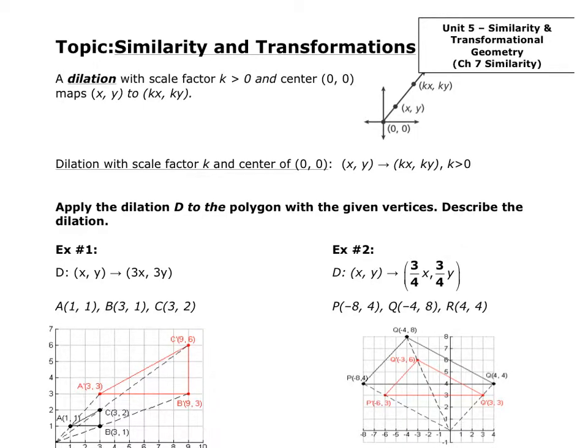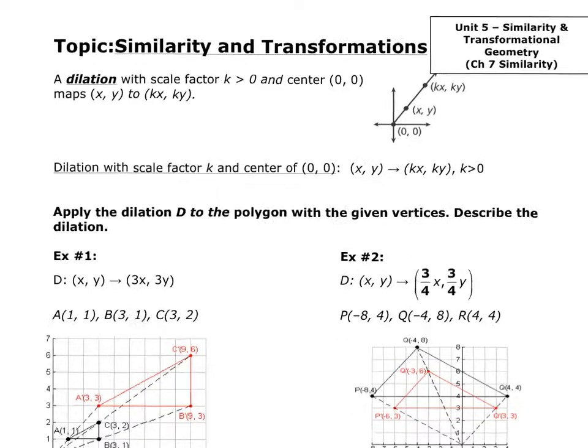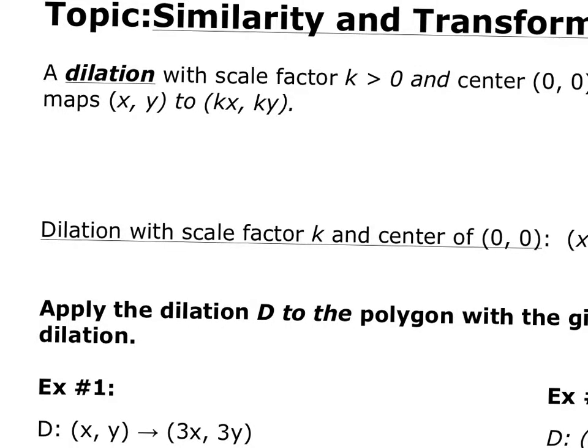Hey guys, today we're going to talk a little bit about similarity and transformations, and specifically we're going to talk about dilations. A dilation with scale factor k greater than 0 and center (0, 0) maps (x, y) to (kx, ky). Now that's a bunch of gibberish, but what that's basically saying is that if you had an ordered pair, something like (1, 2), and it wanted you to dilate it by a factor of 5.